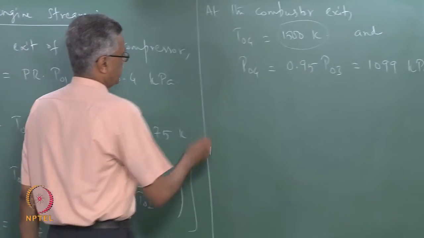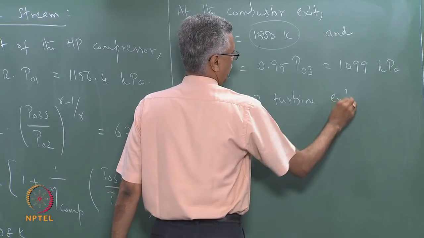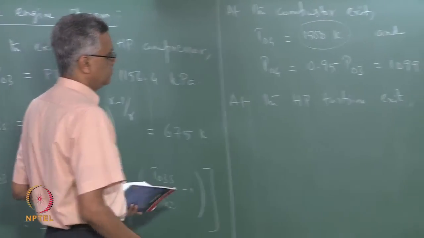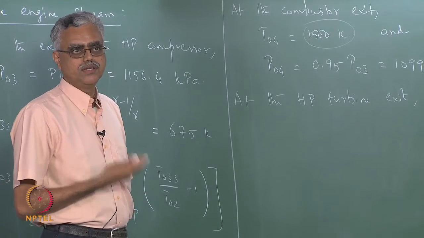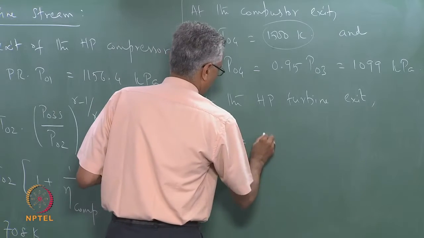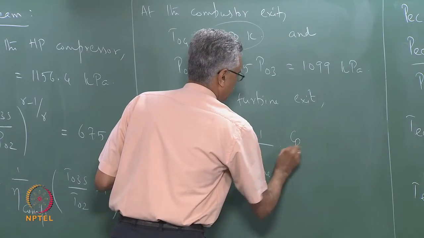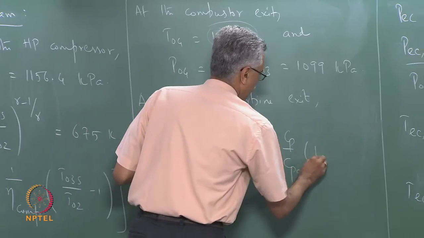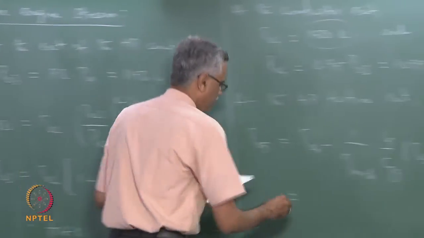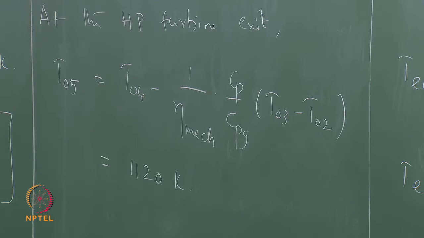The next component is the high pressure turbine. At the HP turbine exit, from an energy balance, remember the HP turbine produces the amount of work that is required to run the HP compressor. So, T05 can be calculated based on an energy balance. T05 is equal to T04 minus 1 over the mechanical efficiency times Cp over Cpg times (T03 minus T02). If you substitute the numbers, we get 1120 Kelvin.